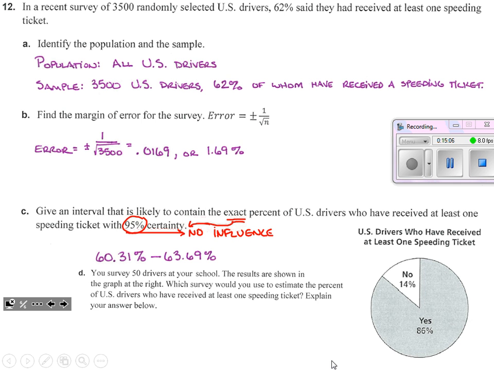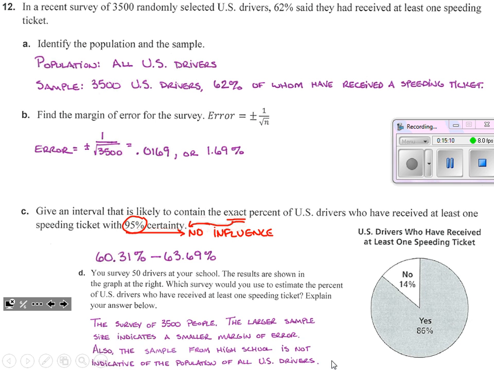Well, do we trust our data or the 3,500? And results should be pretty obvious. The survey of 3,500 people is going to be a more trustworthy source. That larger sample size indicates that if we were to use a margin of error, it's going to be much smaller than our small 50-person sample that we conducted.